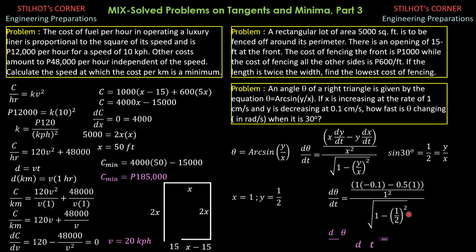So using the calculator, d theta dt is negative 0.6928 radian per second. So that's it for this video.